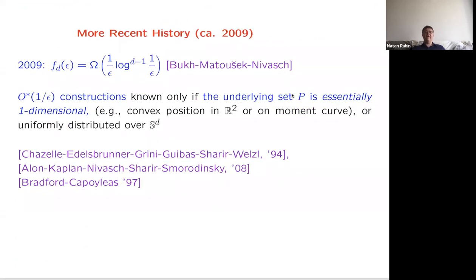And so far, the best known lower bound for weak epsilon nets, with respect to convex sets, is only slightly superlinear in 1 over epsilon, where of course 1 over epsilon is the trivial lower bound for strong or weak epsilon nets. Near-linear constructions are known only for point sets which are essentially one-dimensional, say in convex position in the plane, or if they are uniformly distributed on a sphere, in which case our situation is very close to strong epsilon nets.